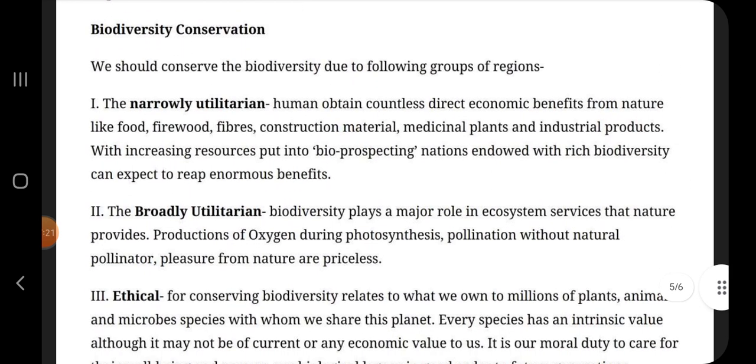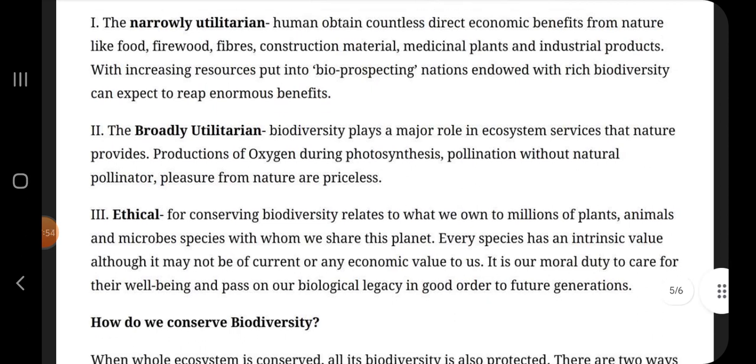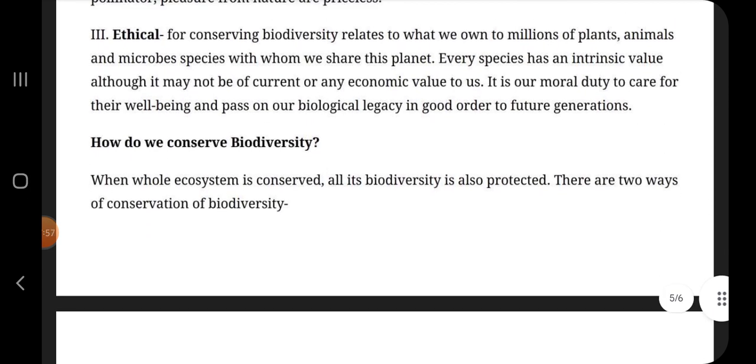Then biodiversity conservation. We conserve biodiversity for the following groups of reasons. First, the narrowly utilitarian, in which humans obtain countless direct economic benefits from nature, with increased resources put into bioprospecting. Nations endowed with rich diversity can expect to reap enormous benefits. Then the broadly utilitarian: biodiversity plays a major role in the ecosystem services that nature provides. And the ethical reason: conserving biodiversity relates to what we owe to millions of plants, animals, and microbes.